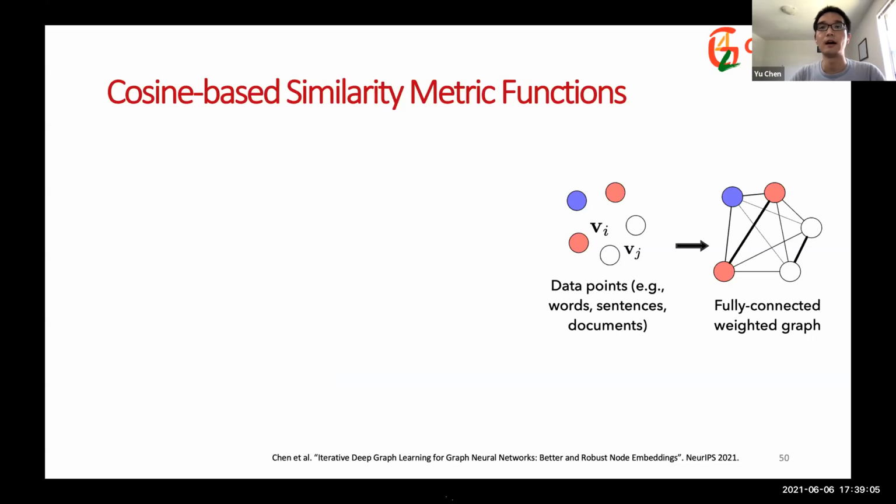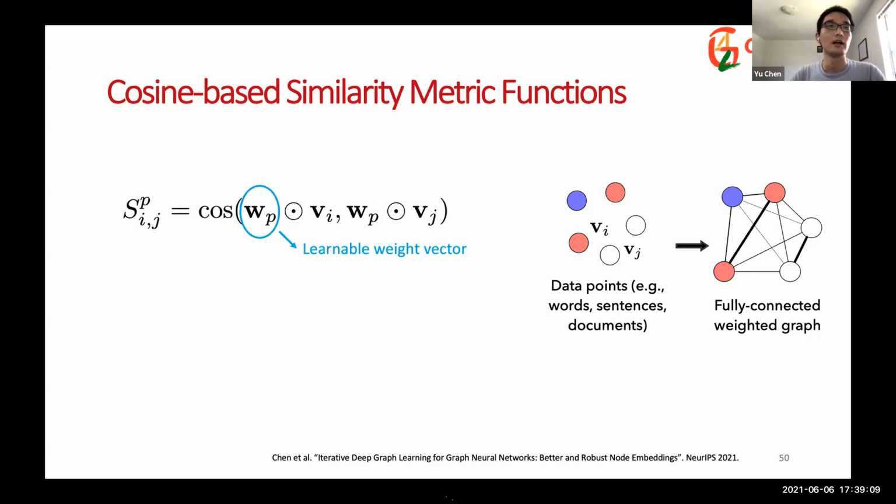So let's see an example of a cosine-based metric function. Here, W_p is a weight vector associated with the p-th perspective and has the same dimension as node embeddings. Now we are doing element-wise multiplications here. So intuitively, s_ijp computes the pairwise cosine similarity for the p-th perspective, where each perspective considers one part of the semantics captured in the embeddings.